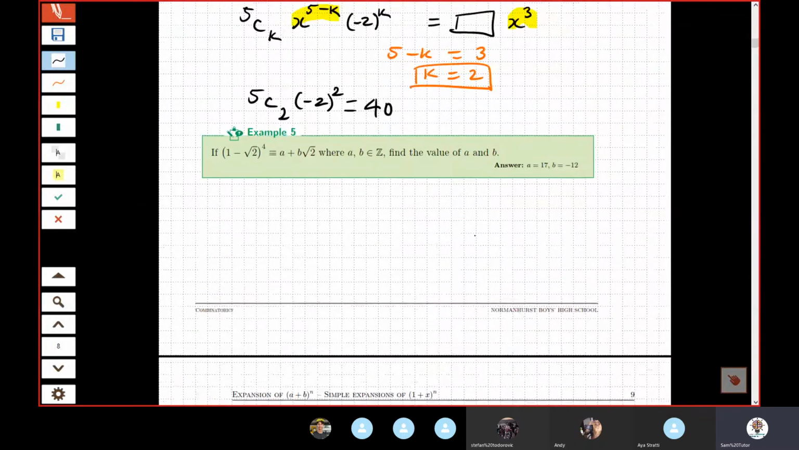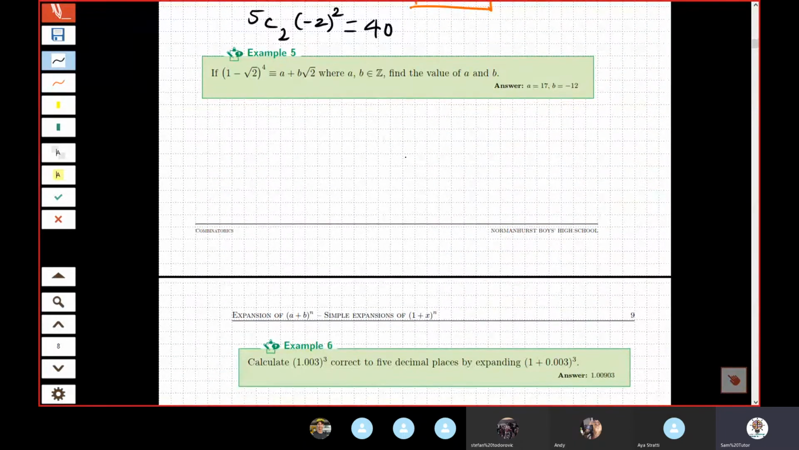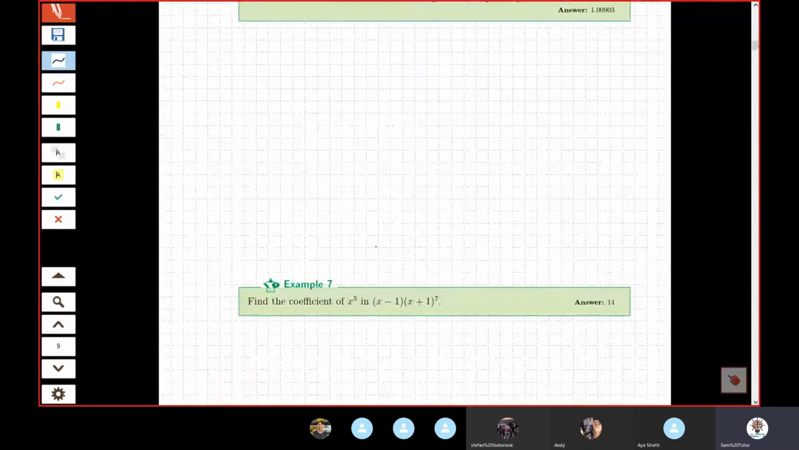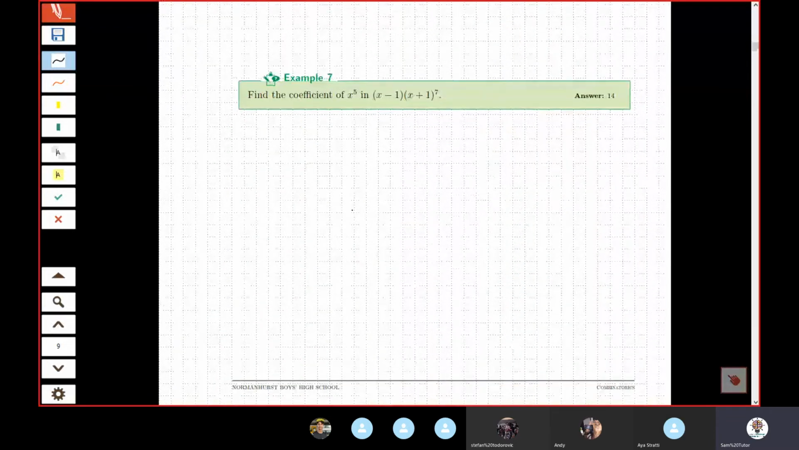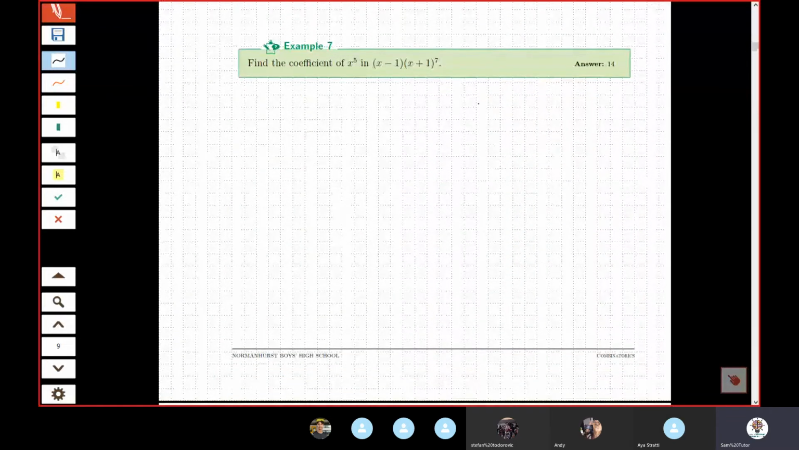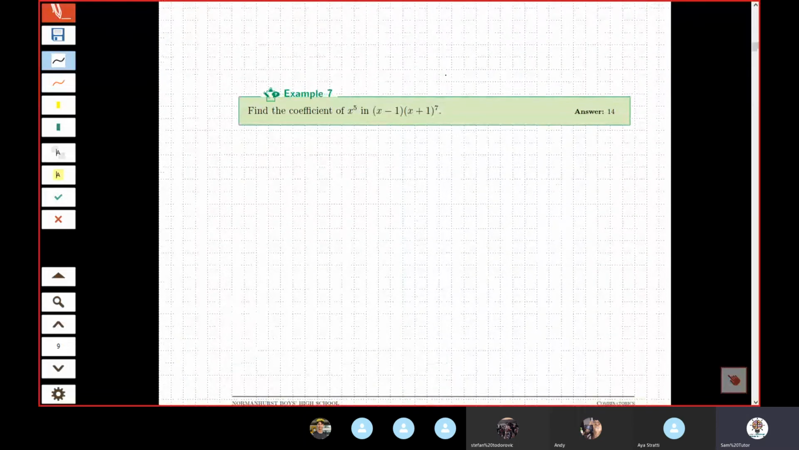Let's do another one. Hold on, I'll come back to that. Let's do expansion. All right, yes, this one. Find the coefficient of x to the 5 in this. All right, let's write the formula out real quick.